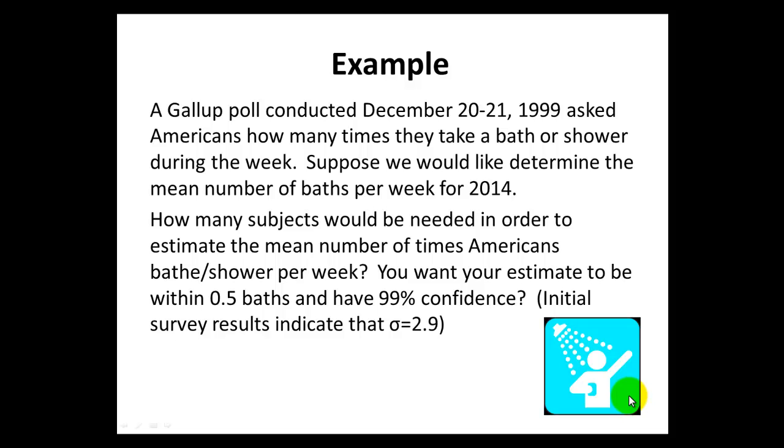Here's an example of how to determine a sample size. A Gallup poll conducted in December of 1999 asked Americans how many times they take a bath or shower during the week. Suppose we'd like to determine the mean number of baths per week for 2014. So a more recent study. How many subjects would we need in order to estimate the mean number of times Americans bathe or shower per week? You will want your estimate to be within 0.5 baths and have 99% confidence. Initial survey results indicate that the population standard deviation is approximately 2.9.